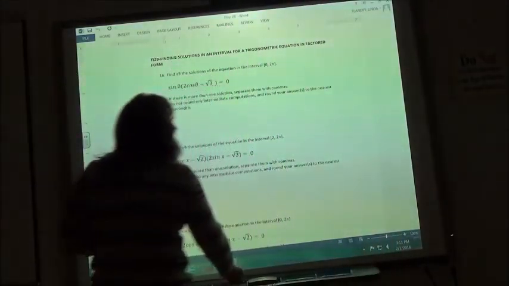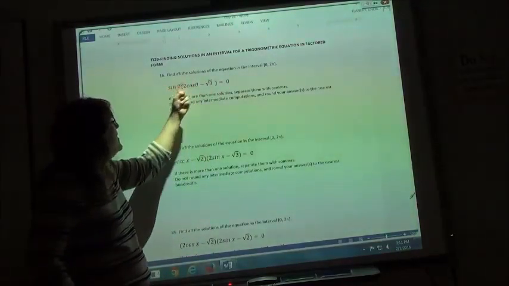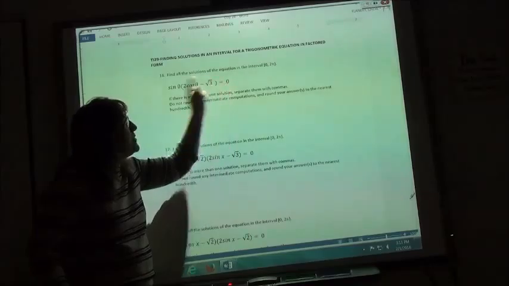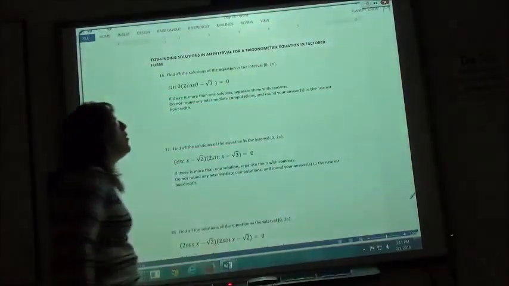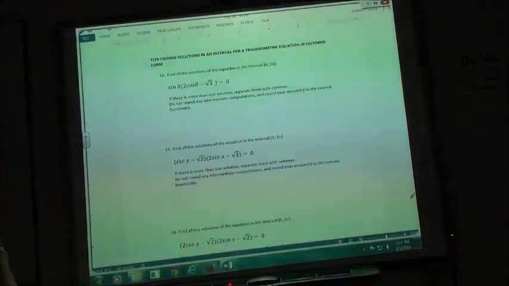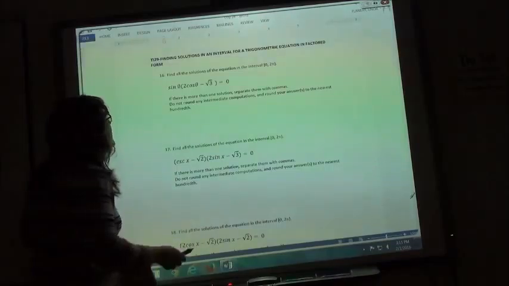16, 17, and 18, we're finding solutions when they're in factored form. And these ones will be all set equal to 0. So I can either say this equals 0 or this equals 0 and solve them. Again, these ones we're going to stick between 0 and 2 pi, so we won't have to put that weird stuff at the end. And so we're just basically going to solve each of these separately.